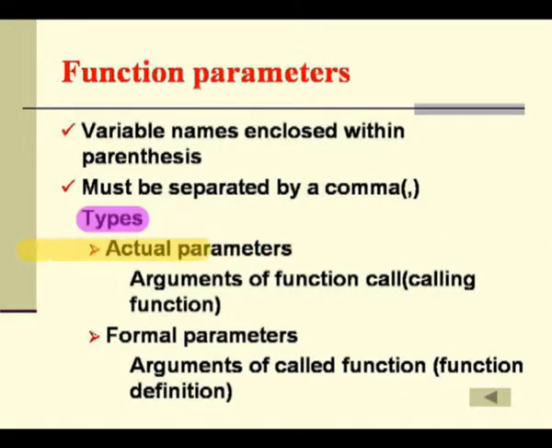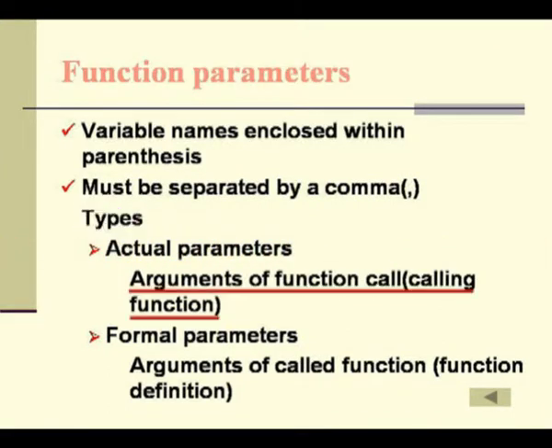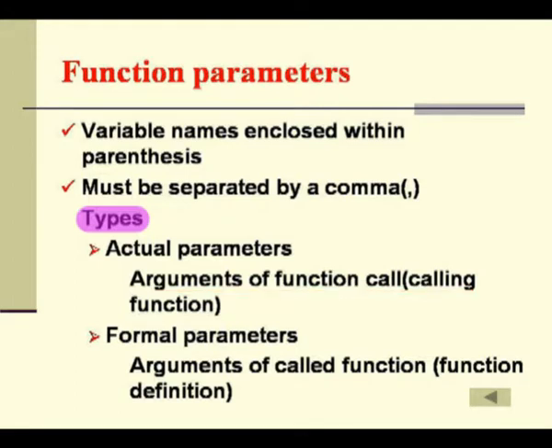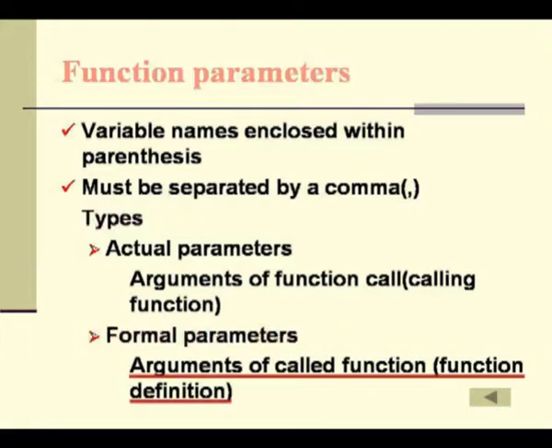And the types are, we have seen actual parameters. So, the variables that come in the function call are called the actual parameters. That is where they are terminated by a semicolon. The formal parameters are where the function is defined. So, here the function name followed by the set of parameters does not have the semicolon. Here only we actually define what the function is supposed to be doing. So, the parameters in the calling function are called actual parameters. The ones in the called function or function definition are called the formal parameters.